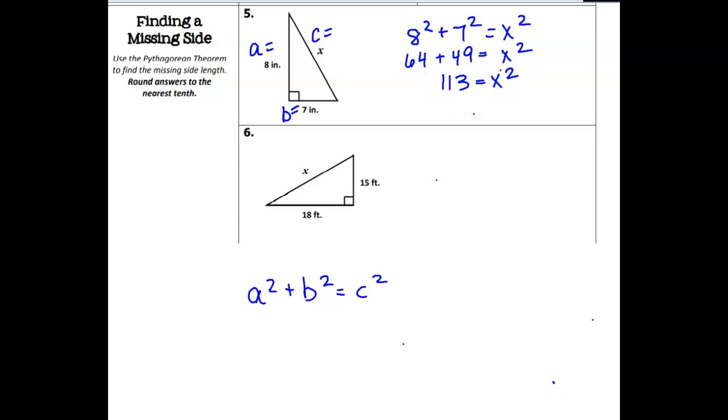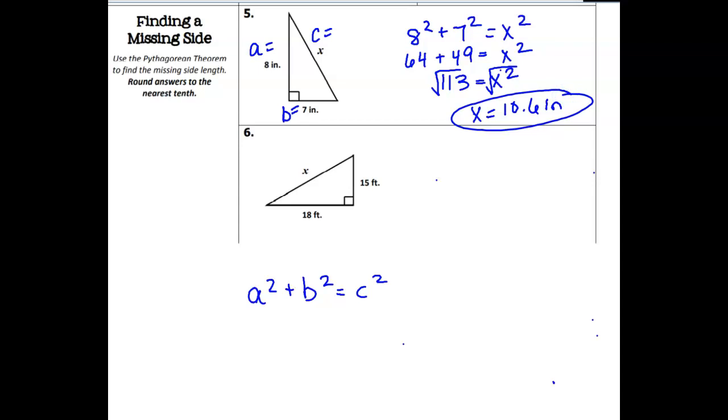Now we want to know what just x is. So in order to do that, we need to take the square root of both sides. When we find the square root, we find out that our x is equal to 10.6. Okay, and it's going to be inches. All right, so we just found the missing side.